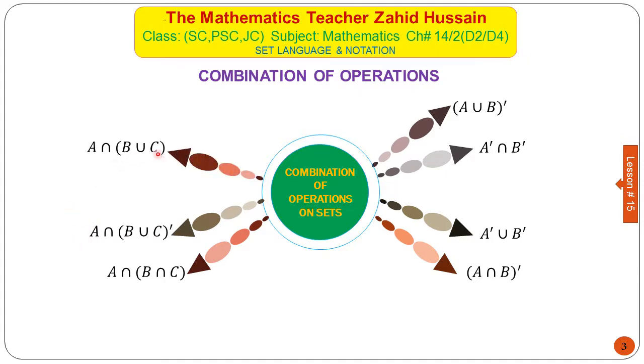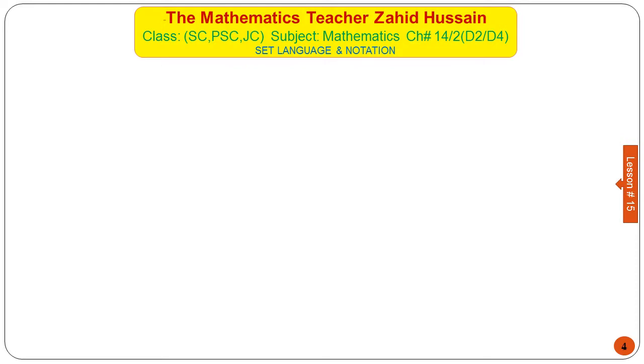Similarly, A intersection B union C: first we will find B union C and then its intersection with set A. And this, A union B intersection C: first we will find B intersection C and then we will find its union with A. And similarly, there may be some other questions having more than one operation. Now let's solve some exam type questions which involve more than one operation.